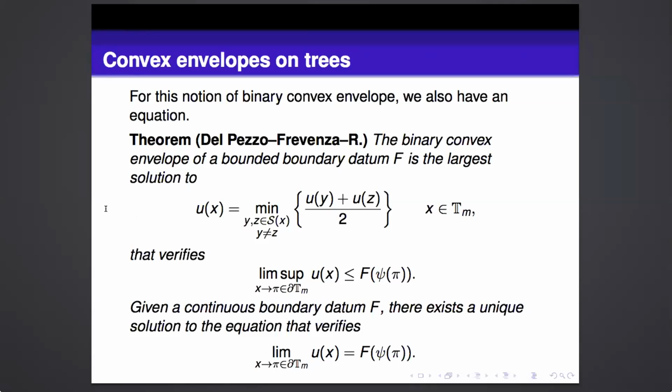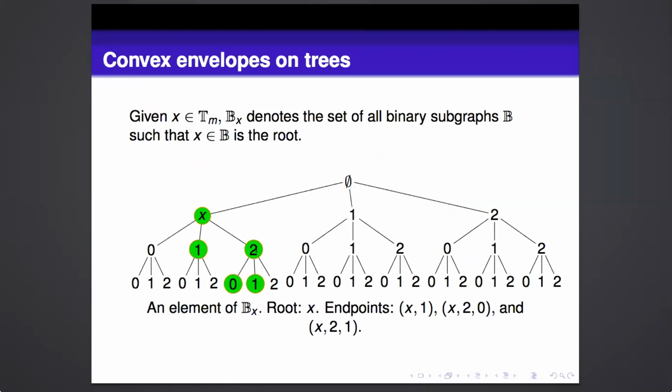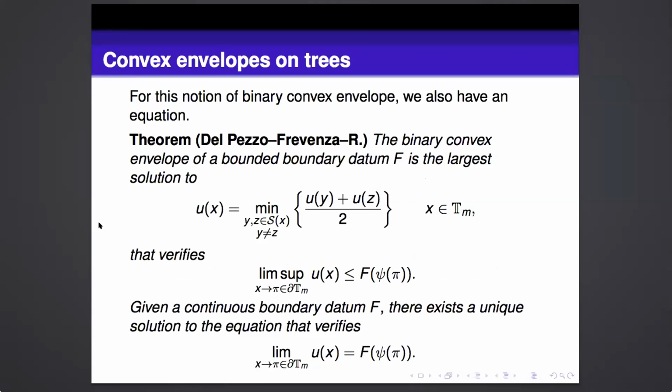And this is saying that in some sense you can characterize convexity in terms of a local equation that says from this x, you choose 2 of them, two of the 3, and you take the mean between these. And if u of x verifies this equation, then it's going to be convex, and the convex envelope is going to be a solution to this thing.